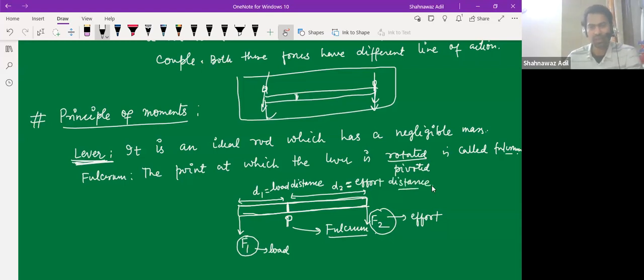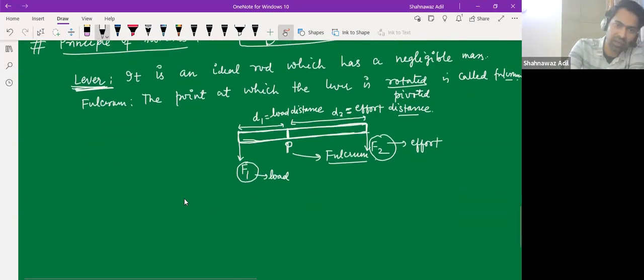Right? So this is about the lever, and what is the use of the lever? You apply some effort, and on the basis of this effort, you can increase or decrease the force. So that is the idea of this lever, right? There would be two kinds of equilibrium on this rod, because this is a rigid body.